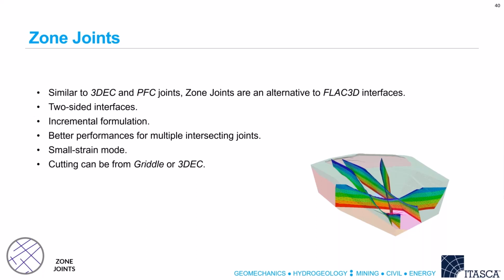As you may be aware, the interfaces that exist in FLAC3D 7 are one-sided. The new formulation is essentially two-sided interfaces, so you have a true contact between the two sides of the discontinuity. The reason this is useful is where you have multiple intersecting joints. The two-sided interfaces give you a more robust and more accurate representation of what's happening where you have those intersections.